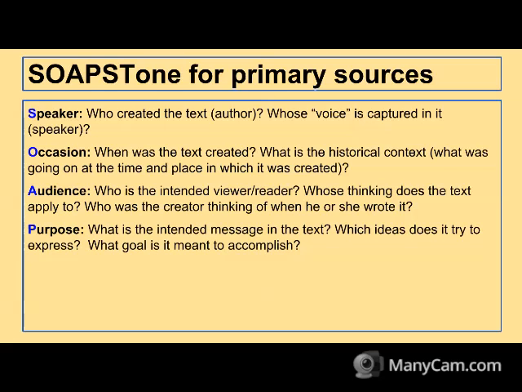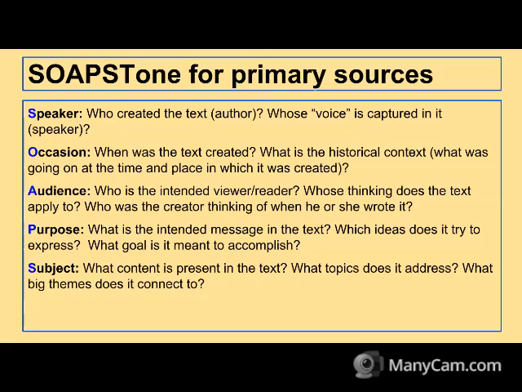The P in SOAPSTone stands for purpose. What is the intended message in this text, and what ideas does it try to express or communicate? What is the author's goal? Is the author on a mission, trying to accomplish some goal, meet some ambition, deliver some message? The P is the purpose of the text.